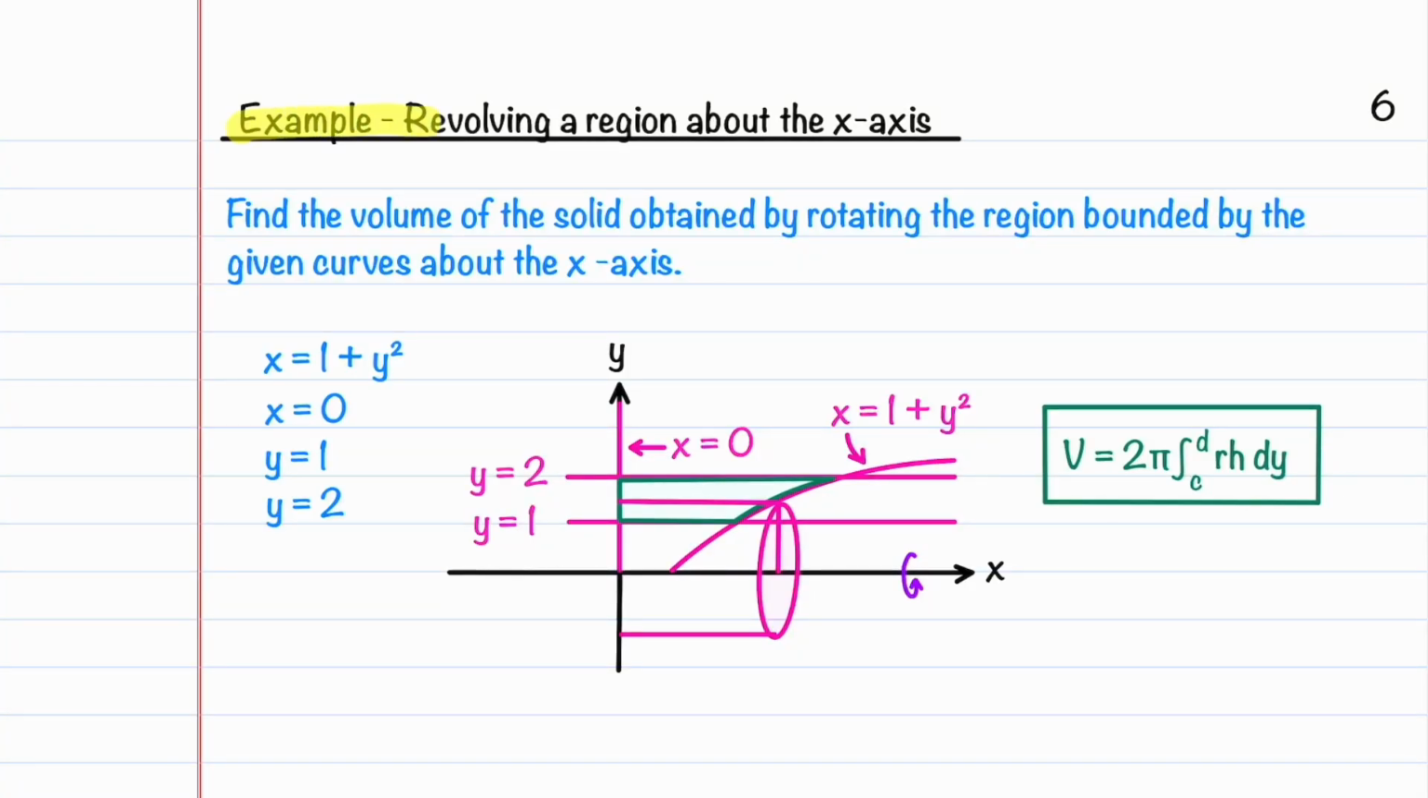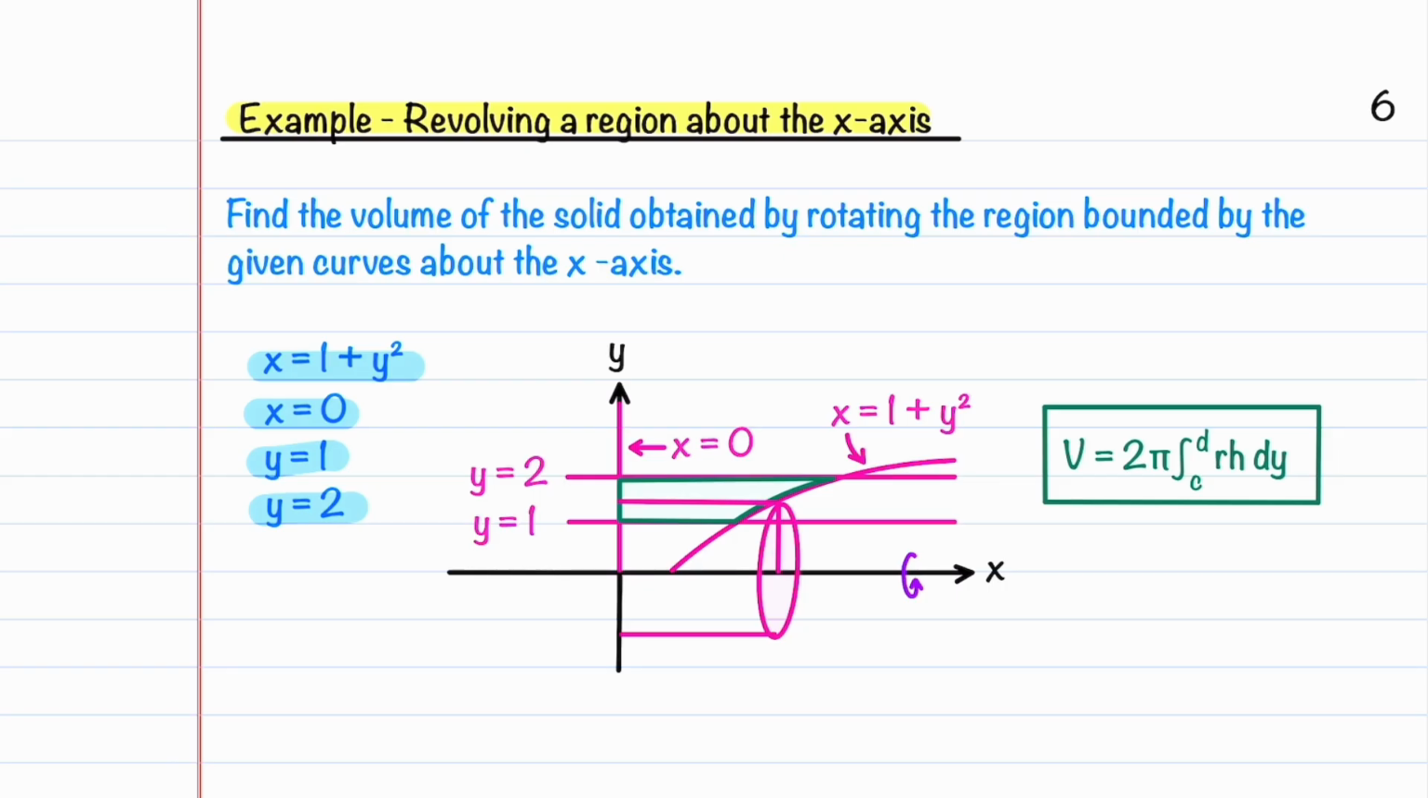Let's now walk through an example where we are going to find the volume of a solid obtained by revolving a region about the x-axis, and we're going to use cylindrical shells. The curves that we're given are x equals 1 plus y squared, x equals 0, y equals 1, and y equals 2.